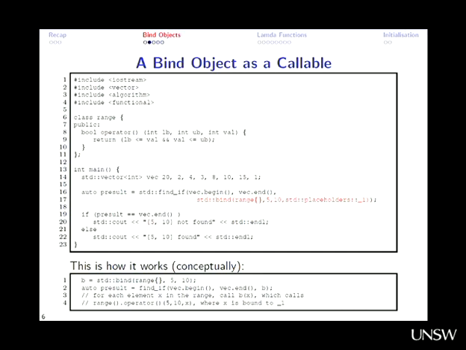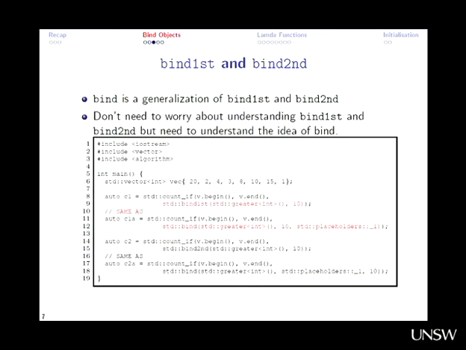If you're confused about some of these slides, go back and take a look at Thursday's, because we're picking up right from where we stopped on Thursday. So, if you already know C++, previous to C++11, there was a thing called bind first and bind second. Standard bind is just a generalization of bind first and bind second. You don't need to worry about understanding it, but you need to worry about the general idea behind bind, so what bind is doing.